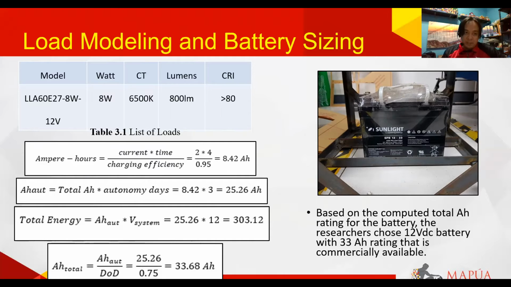So the formulas for the ampere hours, the autonomous hours, and the total energy are very beneficial to determine the ampere hour of the battery. And from there, we have 33.68 ampere hours. Based on the ampere hour rating, the researchers chose a 12-volt battery having 33 ampere hours.